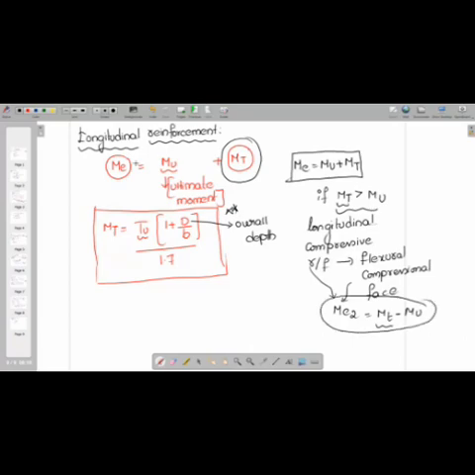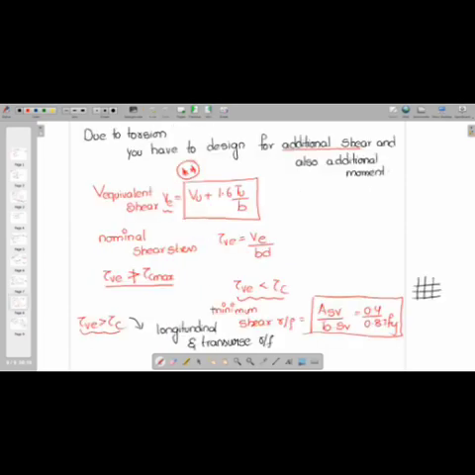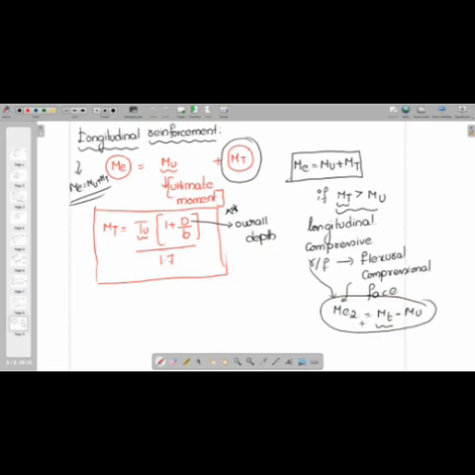Remember students, in case of longitudinal reinforcement, you will design for equivalent moment, that is Mu plus Mt. If suppose moment due to torsion is greater than ultimate moment, you will be designing for moment due to torsion minus Mu, because you already provide the minimum shear reinforcement. The reason for this is you already provide the minimum shear reinforcement.